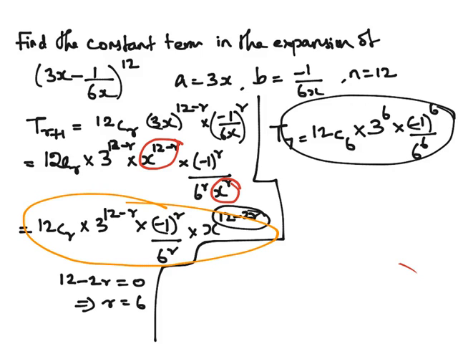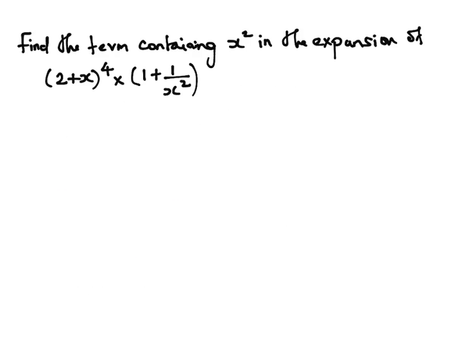Let us see one more problem. Now this problem is slightly more challenging, so let us see what it is. Okay, I need to find the term containing x squared in the expansion of 2 plus x raised to 4 multiplied with 1 plus 1 by x squared. Now as you can see, this power is 1, so I don't have to expand it, but here the power is 4, so I need to use the binomial theorem. So let me use it.